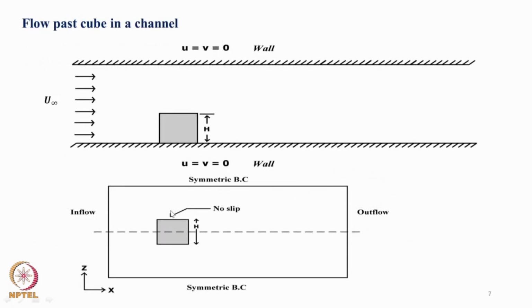Next problem we can think of is flow past a cube in a channel. It is a 3-dimensional problem. So, one view is shown here, the top view is shown here, the cube is actually placed in one view as I am showing here, and from the top you get to see the figure as shown here.